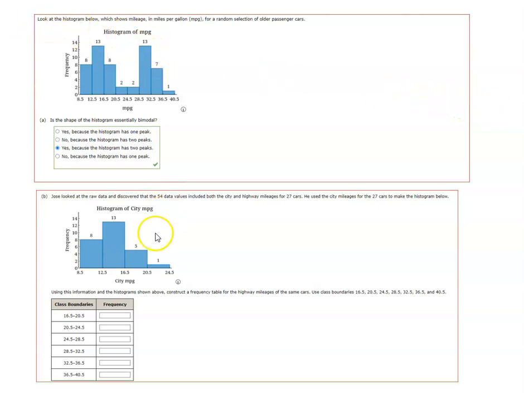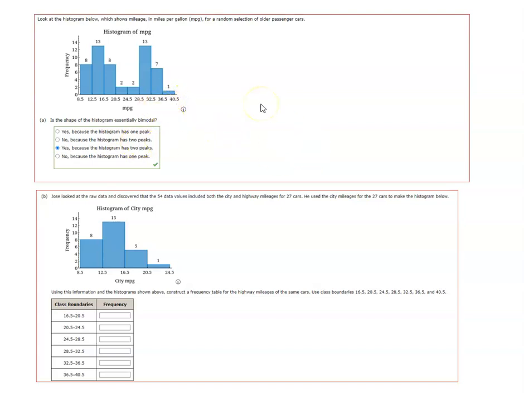So we start off, and again, when you see these things, don't panic. It could take 2, 3, 4, or more times reading through it. If you need to do that, go ahead. It says, look at the histogram below, which shows mileage in miles per gallon for a random selection of older passenger cars. It shows that as miles per gallon increase, here's the frequency, or the number of cars. Between 8.5 and 12.5 miles per gallon, there were 8 cars. Then it jumps to 13, then drops, and jumps, and the one with really good gas mileage is only one car.